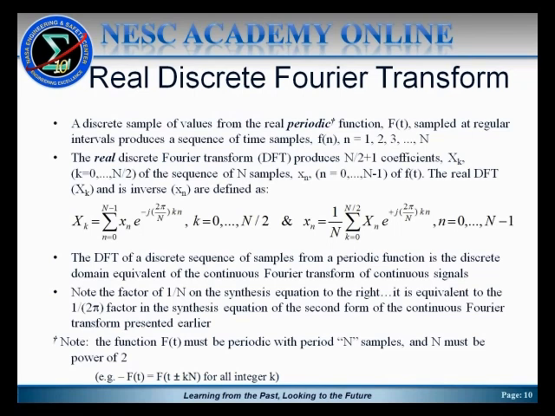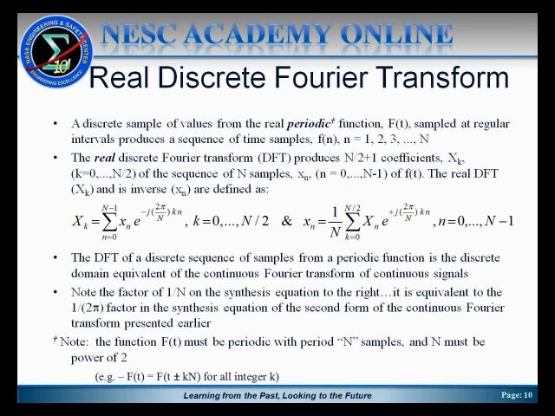Going back to the second bullet here, the real discrete Fourier transform, or DFT, would produce N over 2 plus 1 coefficients, X sub k, where k varies from 0 to N over 2. And again, since N is a power of 2, N over 2 is an integer, so k has integer values from 0 to N over 2. The real DFT, X of k, and its inverse, x of n, are defined as shown in the equation at the center of this slide.